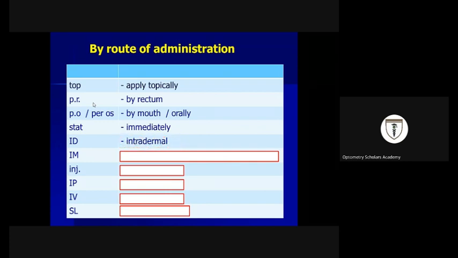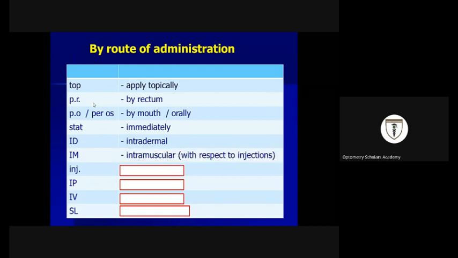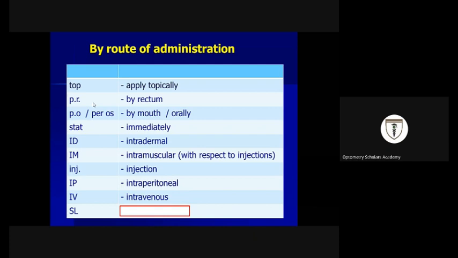So ID means intradermal. This drug, especially for injections, should be administered on the skin. Then IM means intramuscular. INJ means injection. IP is intraperitoneal, IV is intravenous, and SL is sublingual. So SL means sublingual, that is under the tongue. Most of the tablets given this way are sublingual.